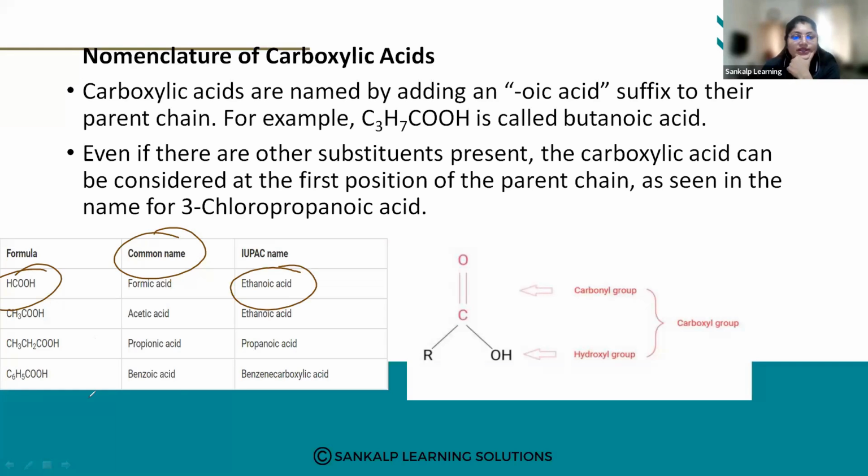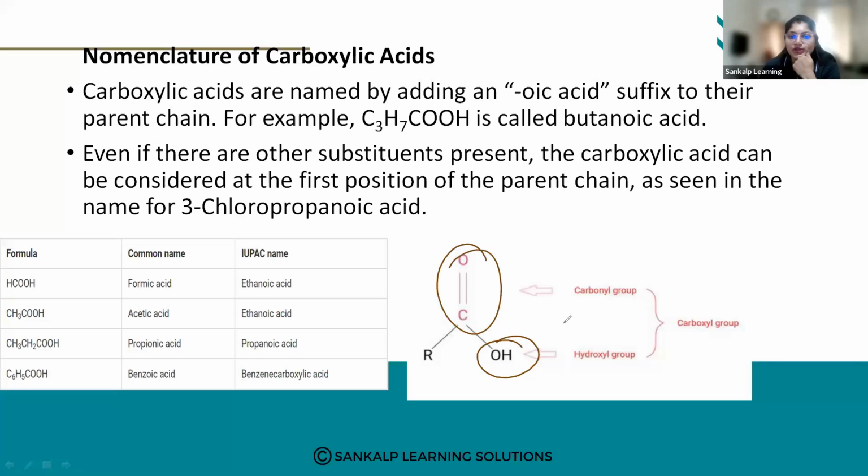Okay, so here you can see it is acetic acid, propanoic acid, benzoic acid. Okay, so here this is a carbonyl group and this is a hydroxyl group. So these were some of the key points of your carboxylic acid.